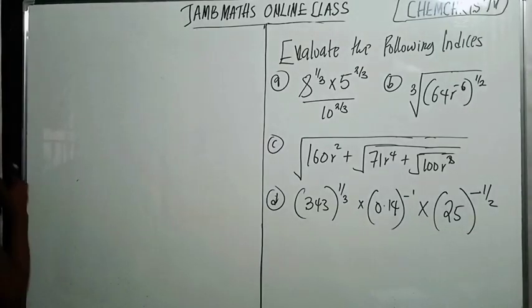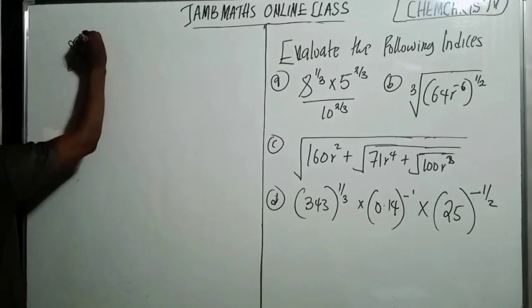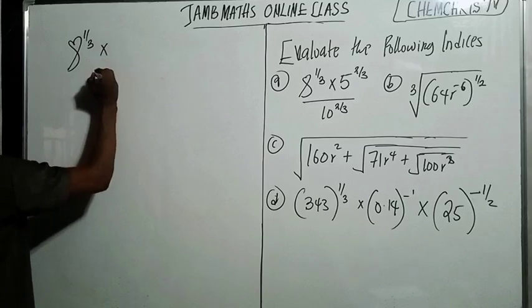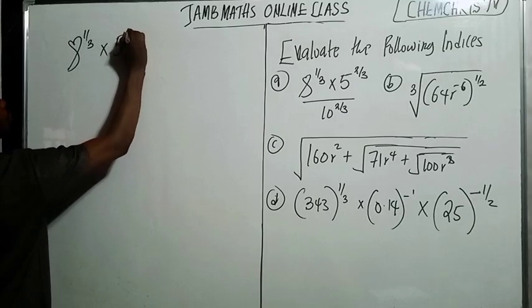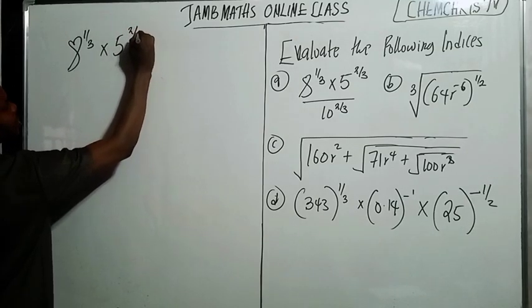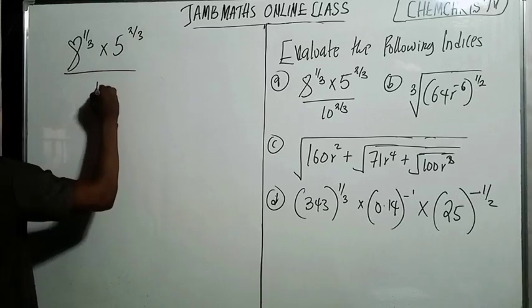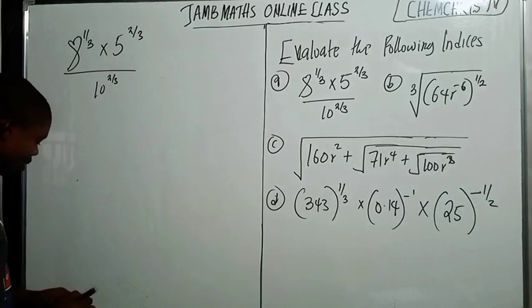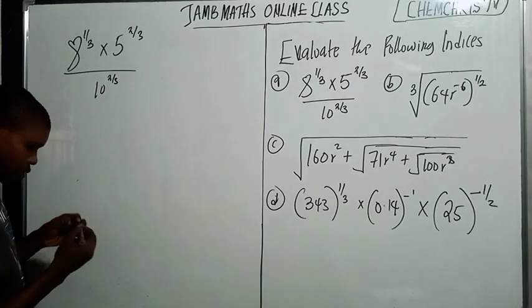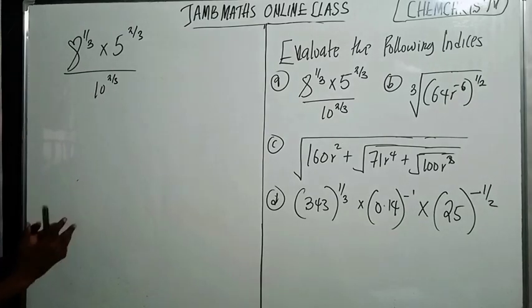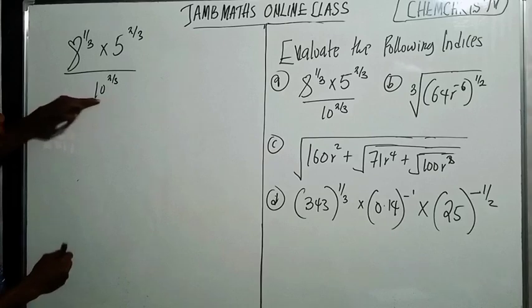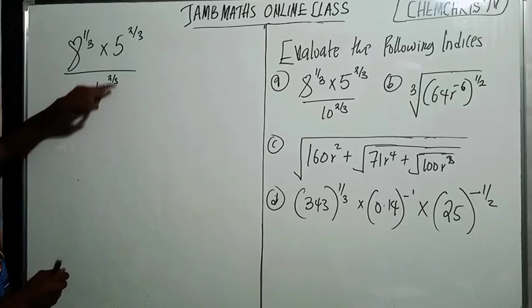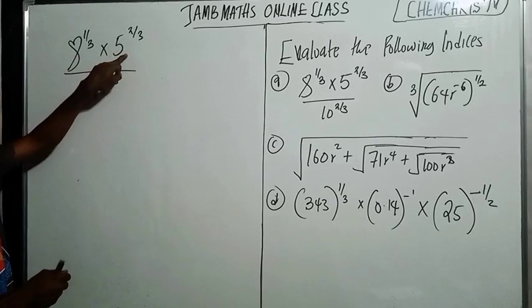The first one here is 8 raised to power 1 over 3 times 5 raised to 2 over 3, all over 10 raised to power 2 over 3. So how do we evaluate this? Now if you check very well, I can break this one down.